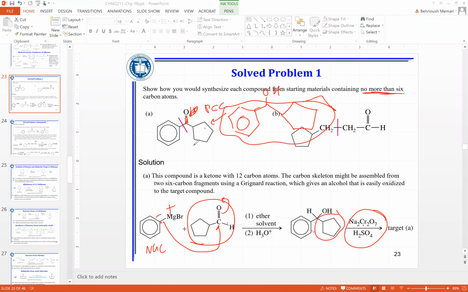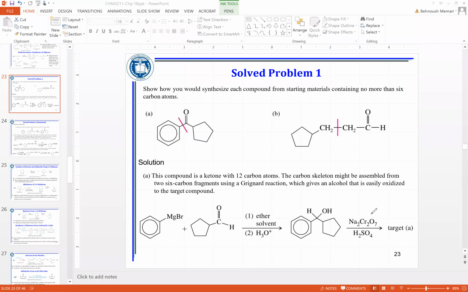So the only restriction for us was that we couldn't use this alcohol to begin with, even though it's one of the options. If you didn't have this restriction, which is no more than 6 carbon, you could just start with the secondary alcohol and oxidize. But with the restriction, you have to start with the pieces and build up the molecule, the secondary alcohol, before you can use this directly.